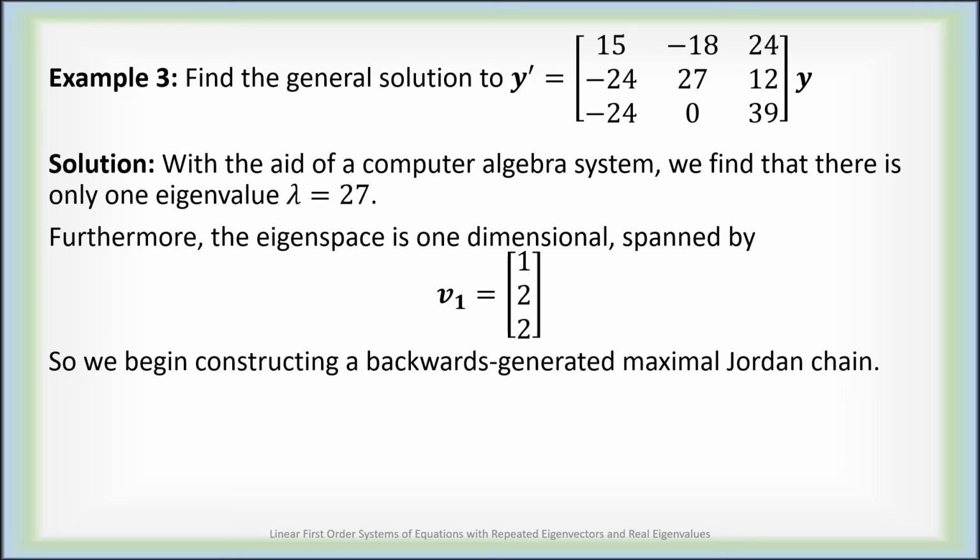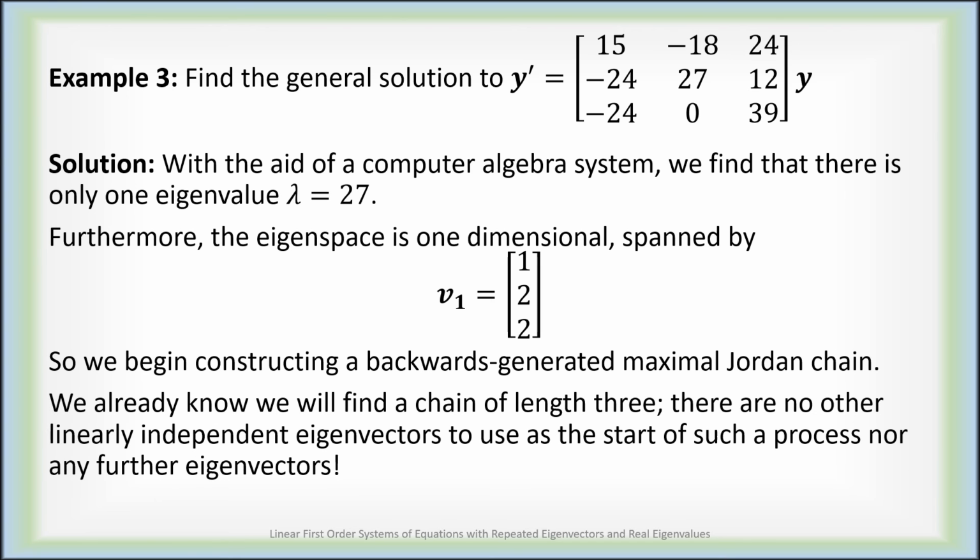What we have to do is begin constructing a backwards generated maximal Jordan chain from this eigenvector with this eigenvalue. We actually already know that we have to find a chain of length 3. If we were only able to find a chain of length 2, our procedure would say start over with another linearly independent eigenvector, but there aren't any. Therefore, the procedure can't terminate at a length of 2, so we must be able to find a chain of length 3.